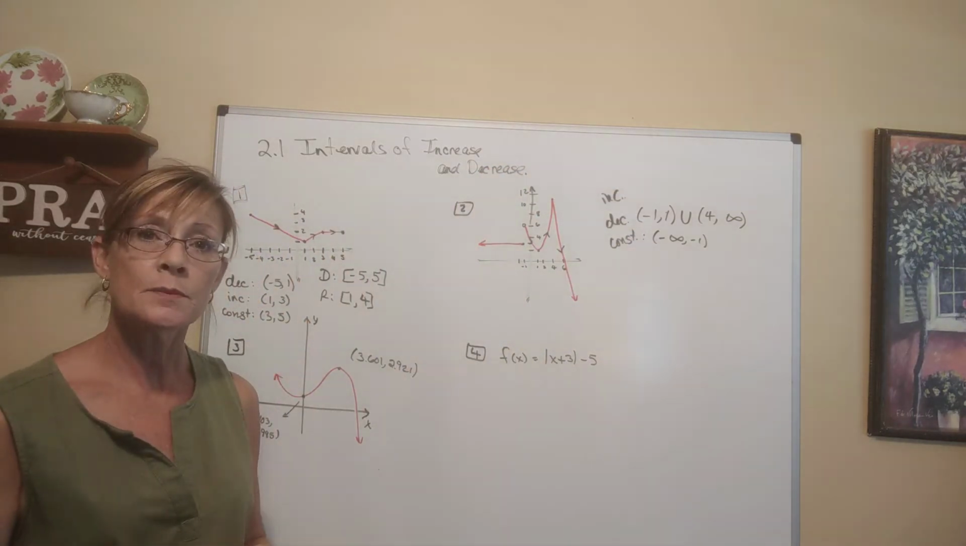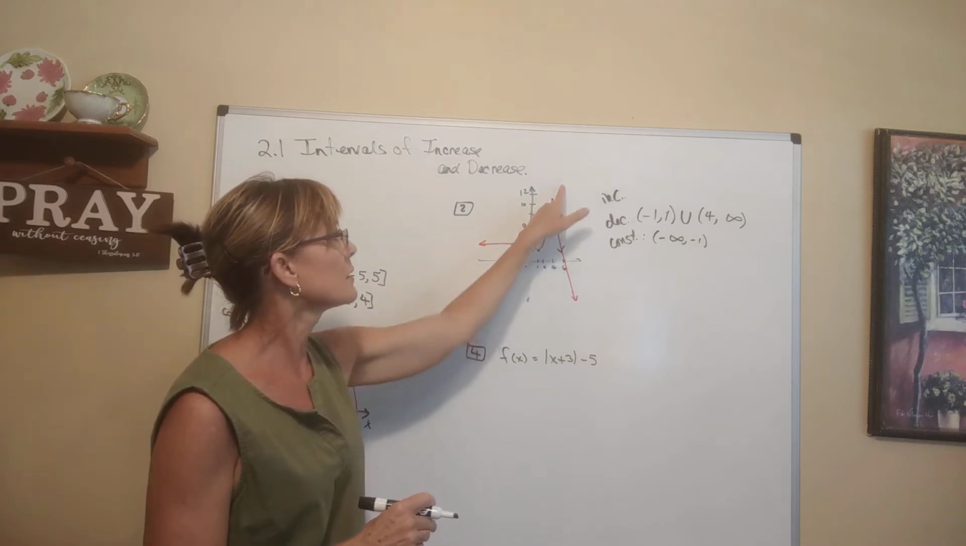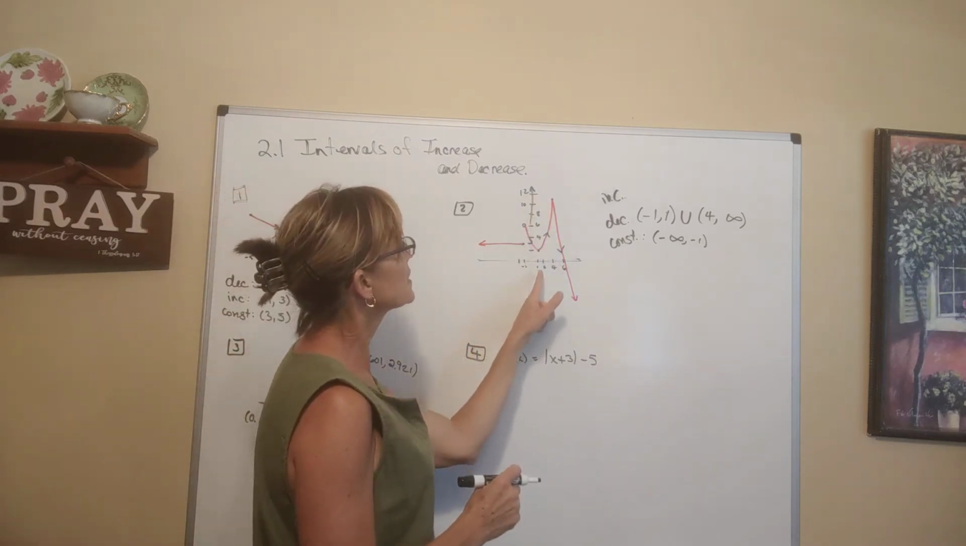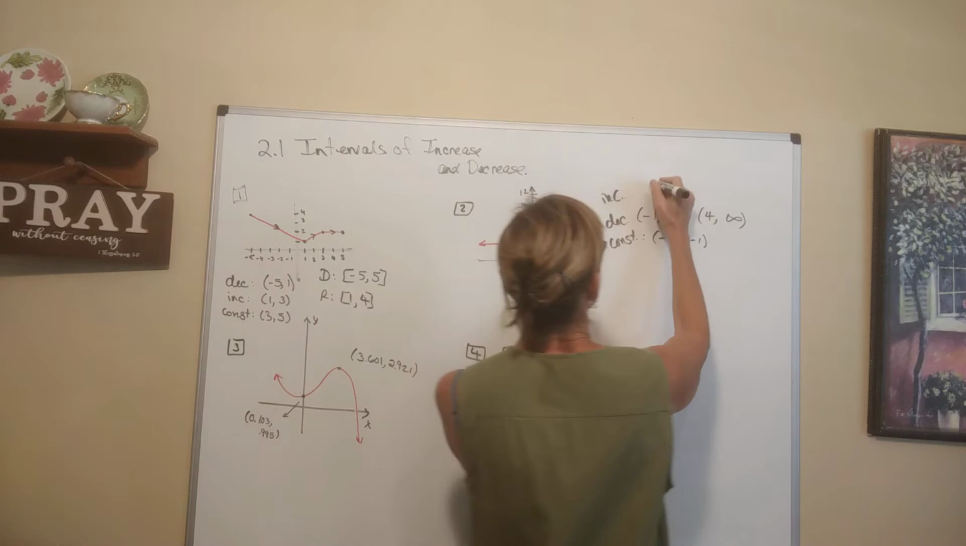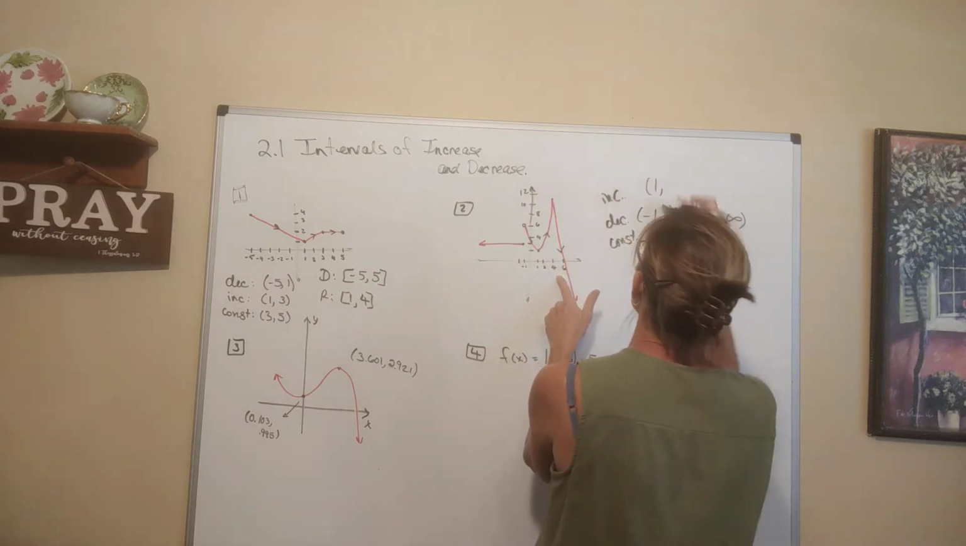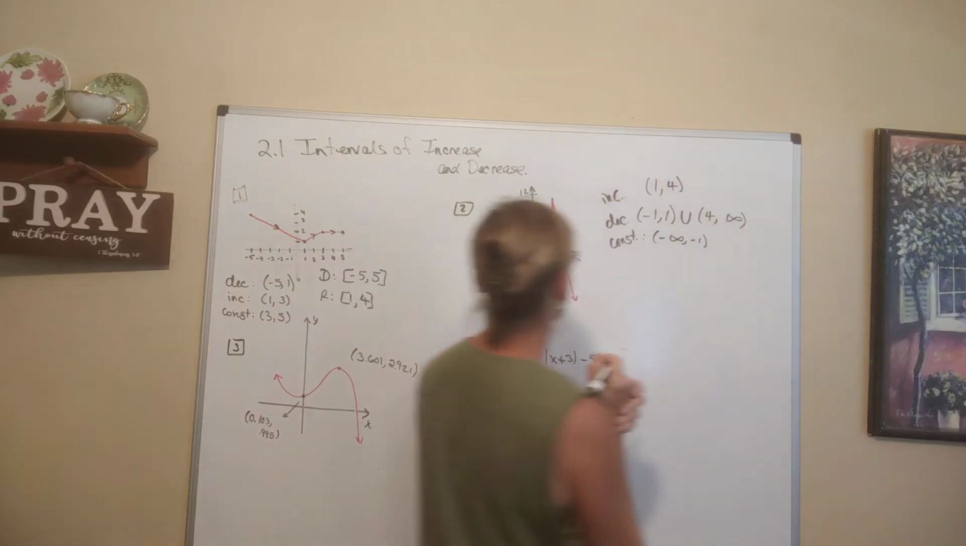Now, was there an increasing part? There sure was, right here, from here to here. So let's talk about where it's increasing. It's increasing from x is 1 till x is 4. That's the increasing part of this graph.